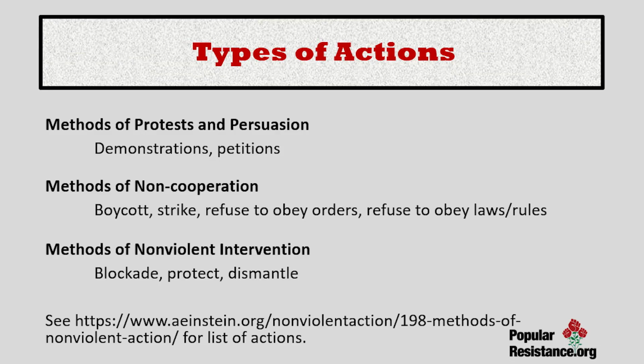So anyway, the third category of actions is methods of nonviolent intervention. We see this a lot in the pipeline fights, where people put up tree sits or blockades to prevent the construction of pipelines. We see it in the sanctuary movement, where people are protecting immigrants and preventing them from being detained, or keeping an eye on what's happening. Or sometimes people are dismantling things that are problematic.